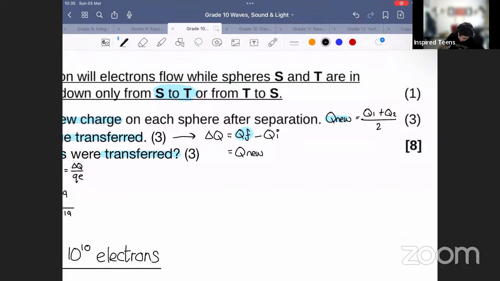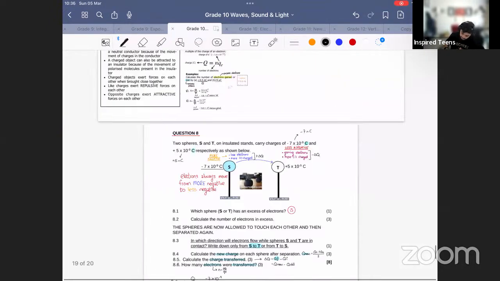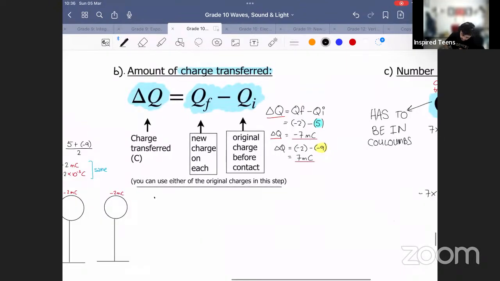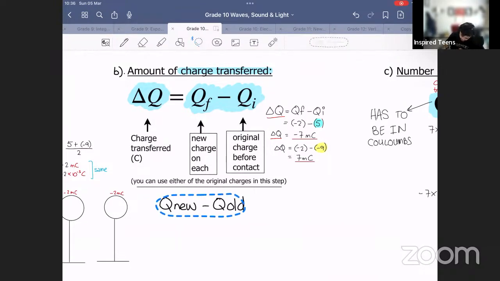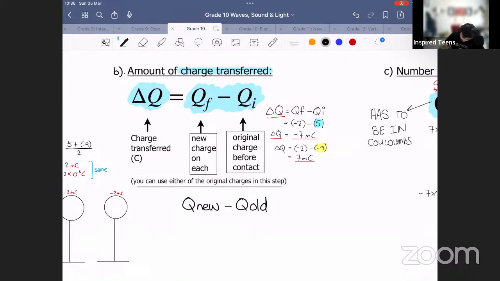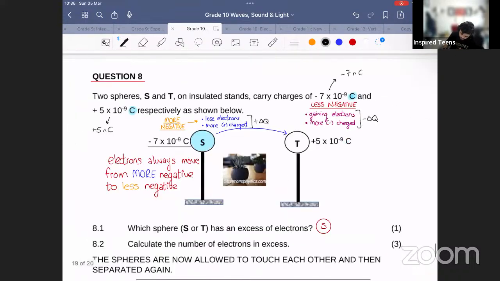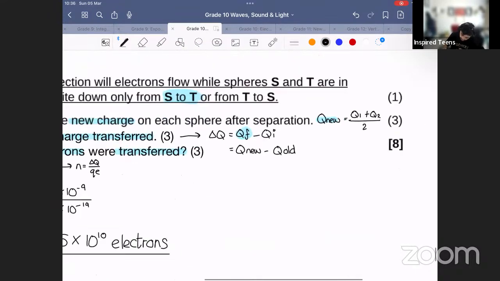Okay, also, by the way, this could also be written as Q new. Actually, I prefer that. I don't know why I use Q final. Q new minus Q old. That's a nice one because it relates them more. Q new minus Q old. Okay, in that case, do you see how they link?